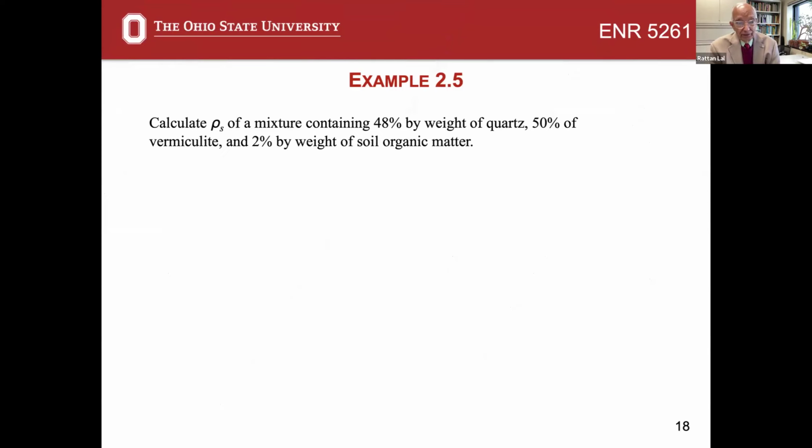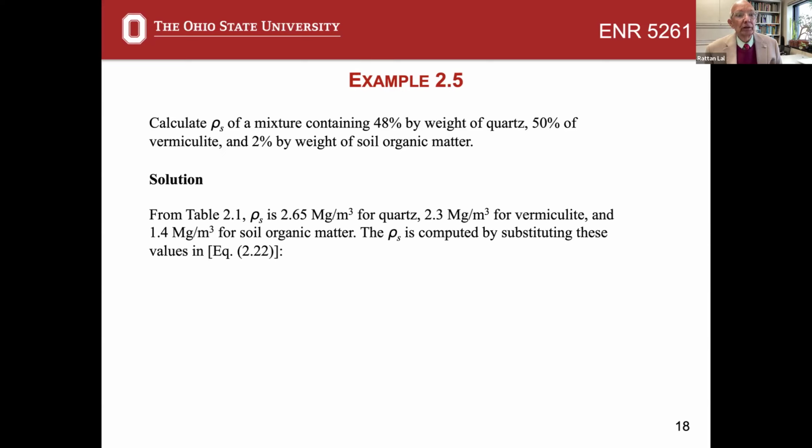Calculate particle density. ρs is particle density. ρb is the bulk density of a mixture containing 48% by weight of quartz, 50% of vermiculite, that's clay, quartz is sand, and 2% by weight of soil organic matter content. So you want to calculate it. So what is the solution?